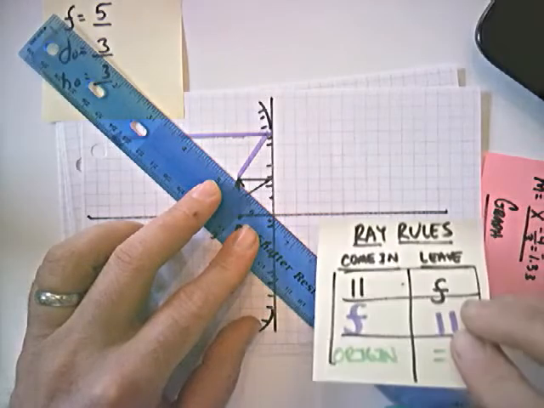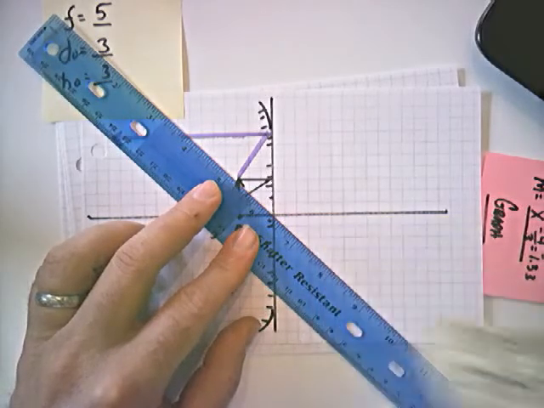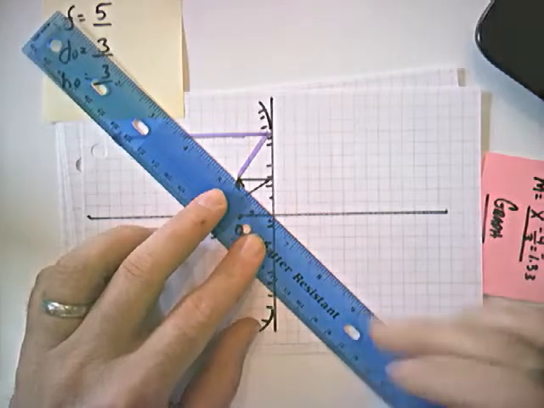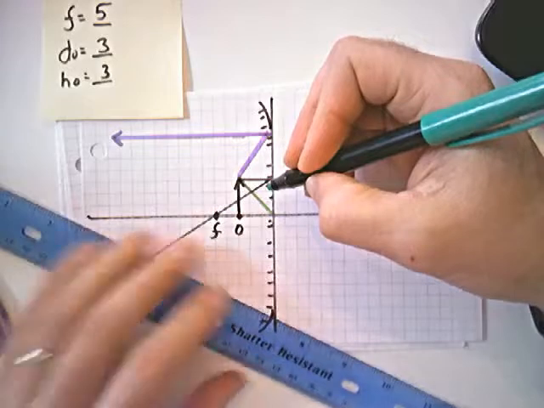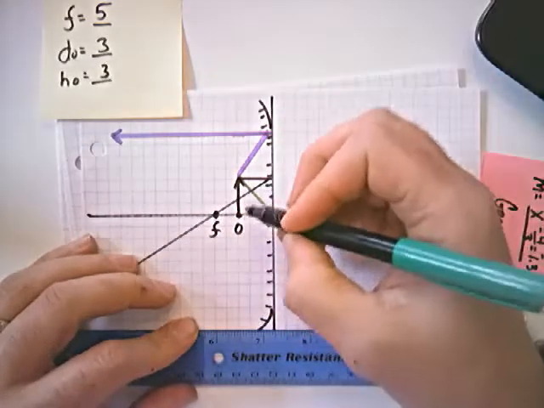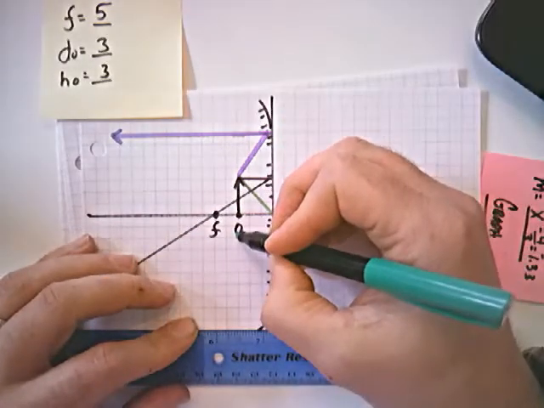Our last ray rule says go in through the origin and leave at an equal angle. This one works because this is the only flat part of the mirror. So we come down through the origin. This is where I messed up last time. Count down 1, 2, 3.